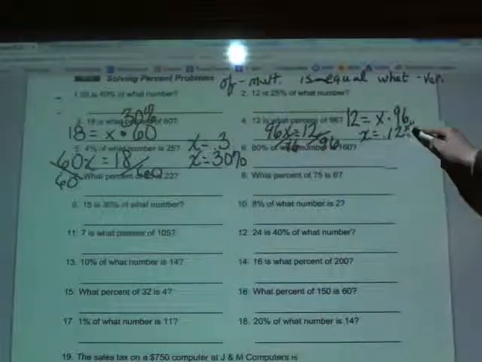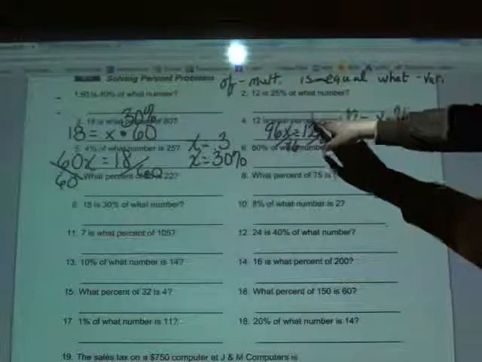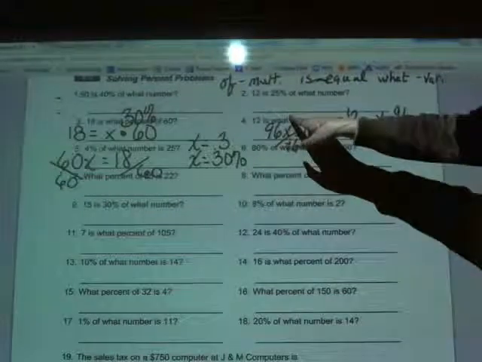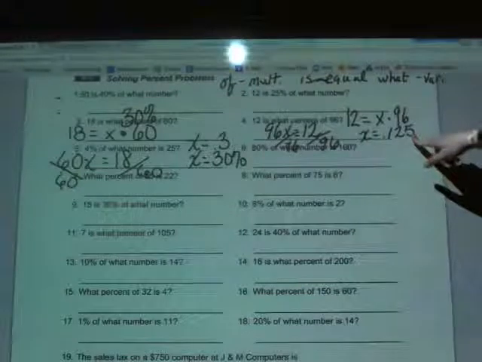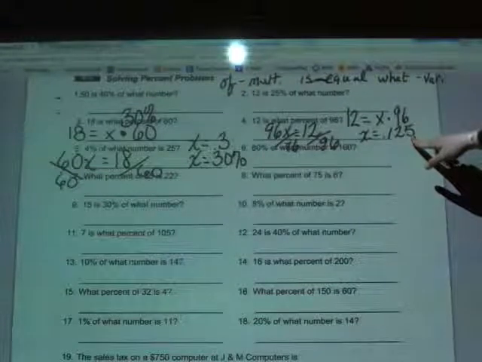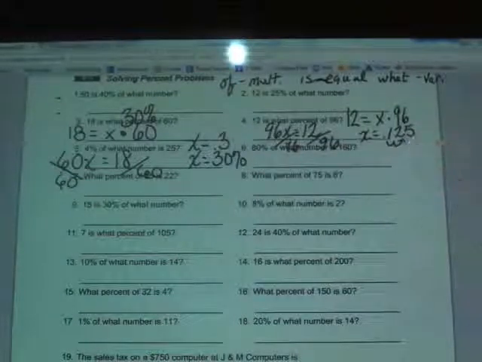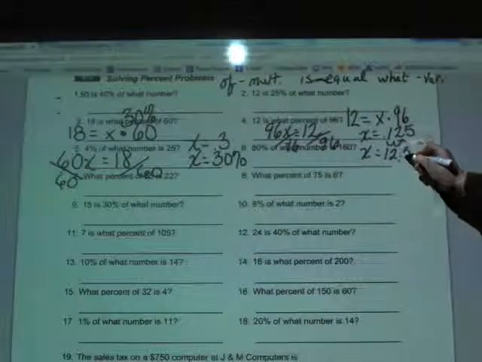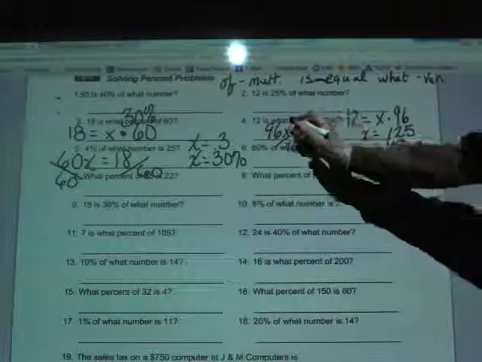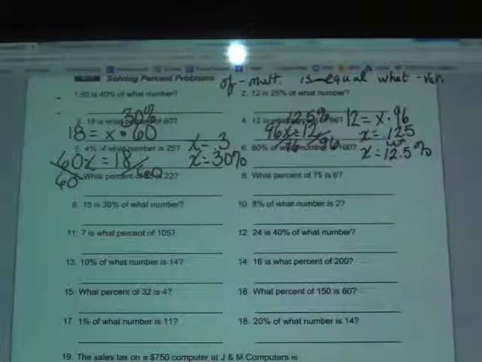Now again, just as I showed you in the last question, number 3, this is my answer as a decimal. But the question here says what percent. So now you want to go ahead and change this to a percentage. And again, to do that, you're going to move the decimal 2 times to the right and add a percent sign. So when I scooch that twice to the right and add a percent sign, x is really 12.5%, or in other words, 12 is 12.5% of 96.